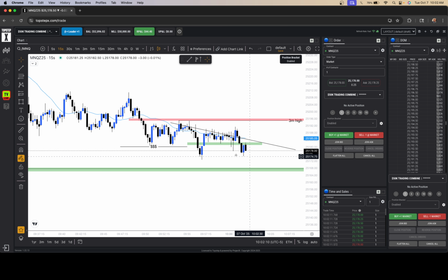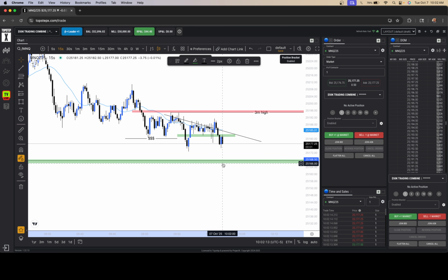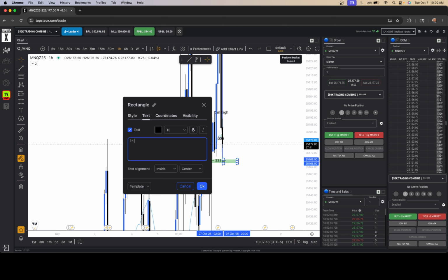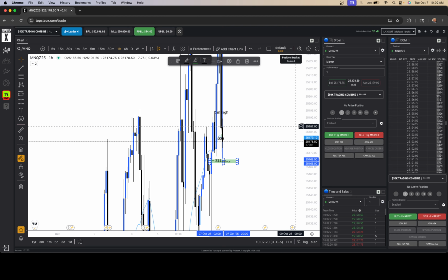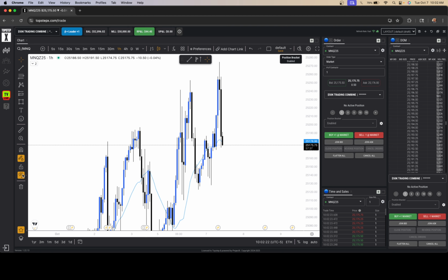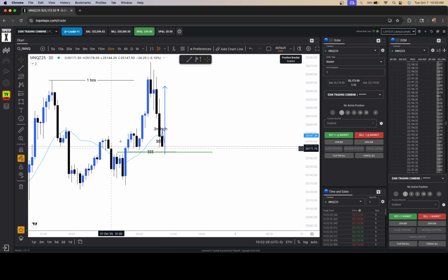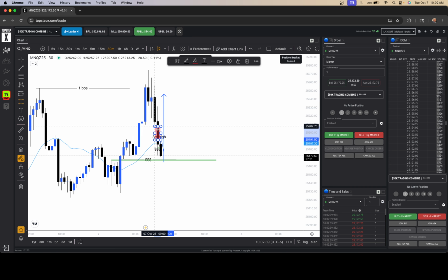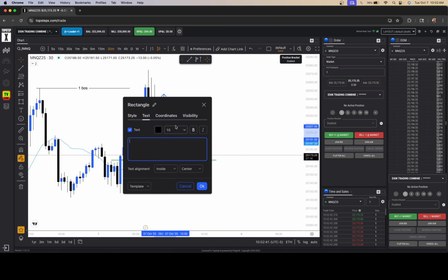Let me go to the lower time frame as well, on our imbalance. Huge 1 hour imbalance on the top side. Let's see if there's a 30-minute. So this is the 30-minute imbalance.